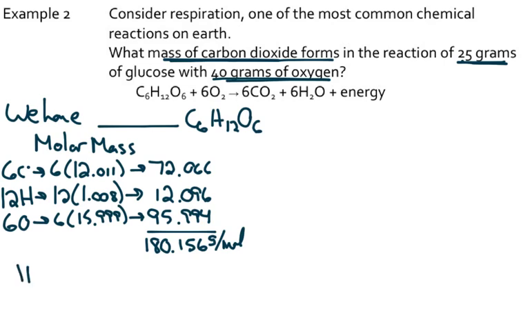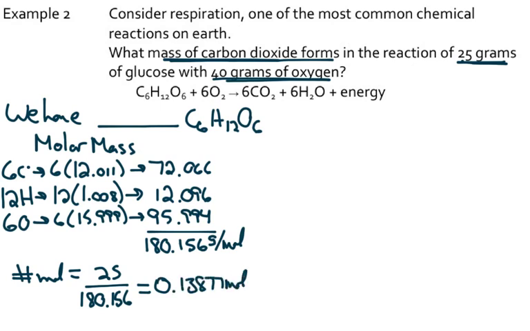The number of moles is always mass divided by molar mass, so 25 divided by 180.156 gives us 0.13877 moles of sugar, which I'm going to fill in up at the top.